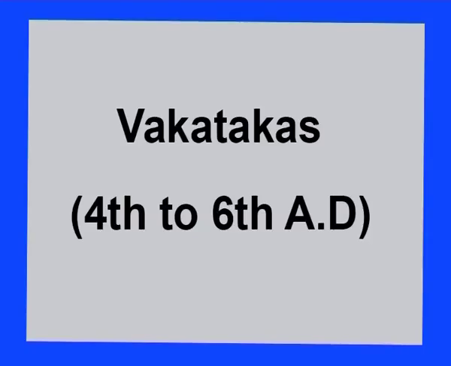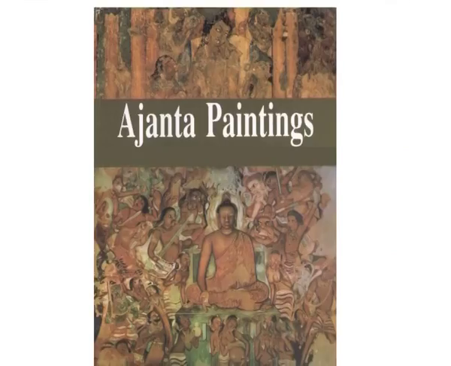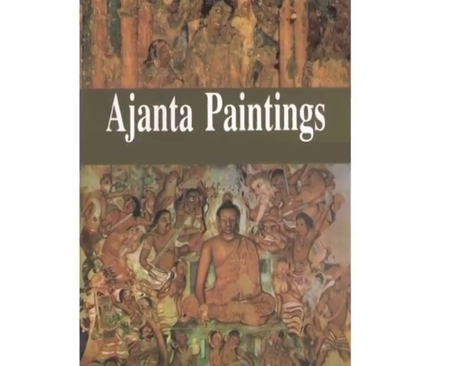Vakatakas, 4th to 6th century AD. The Vakatakas succeeded Satavahanas in Deccan. The Vakataka paintings are assigned to 4th to 6th century AD. Some of the best specimen of this age comes from Ajanta. The mode of painting at Ajanta is the tempera and the materials used are simple.